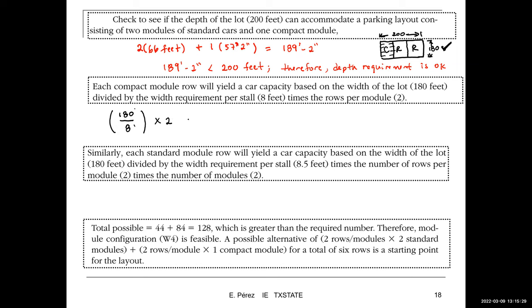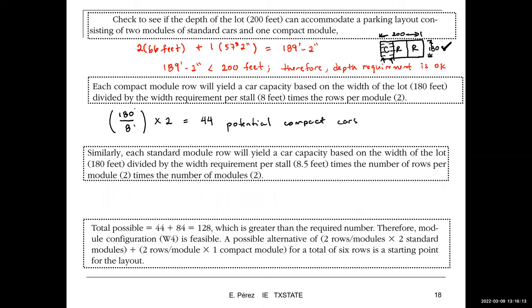So this is 2 times 2. And this is gonna be equal to 44 potential compact cars. Okay, so two lanes, right? One here and one here. That's why we're multiplying by two. Two lanes into the module, and we know each stall requirement is 8. So 180 divided by 8, we get the number of potential cars that we can fit in one lane, and then we multiply by 2, so it's 44.